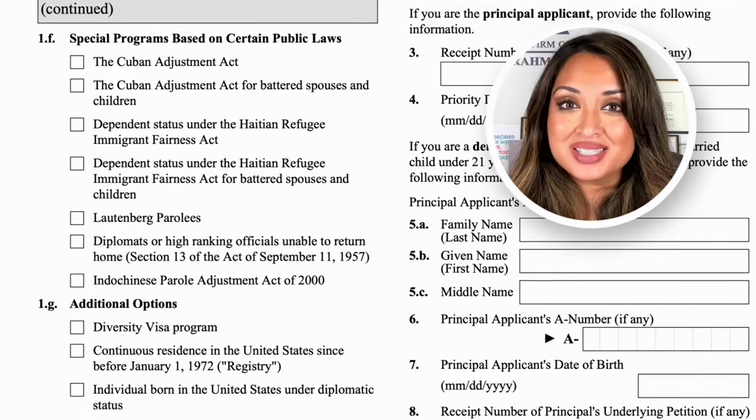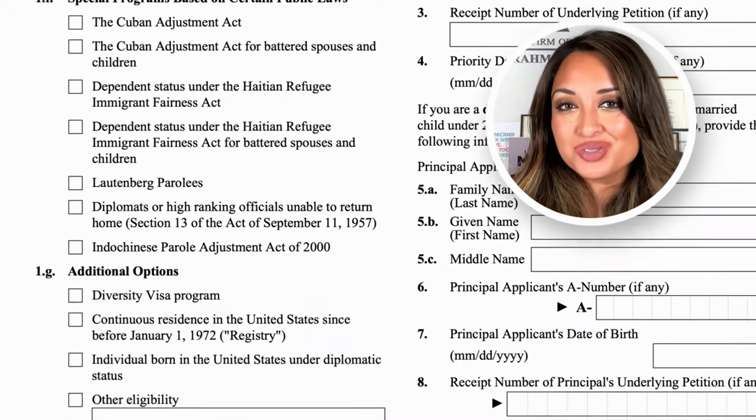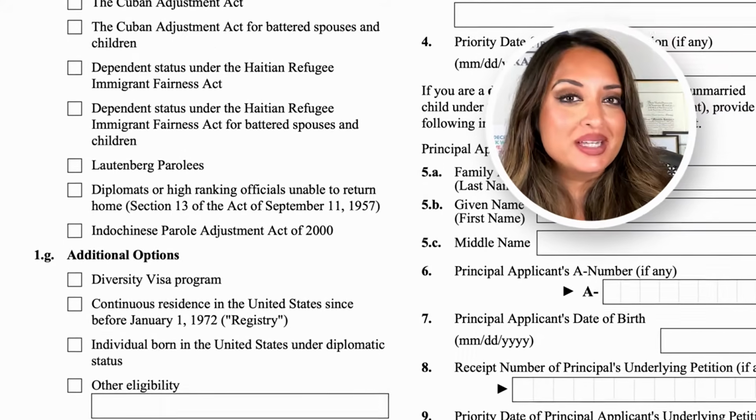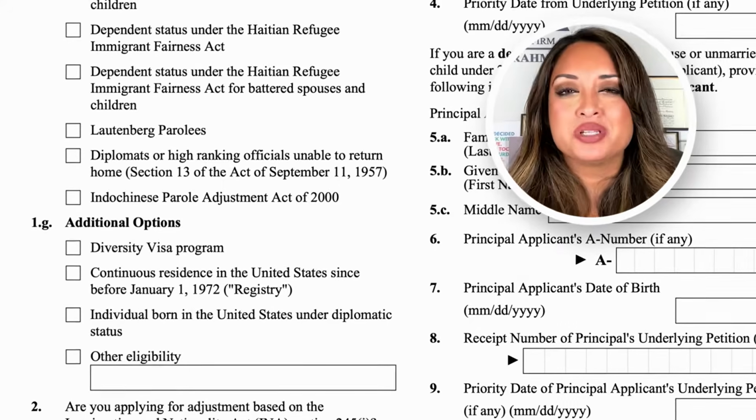Now, there are lots of types of categories, and you must choose this carefully because if you don't choose the right category, your application could get denied, although if you have a very nice officer at the time of your interview, they might sometimes amend it for you.